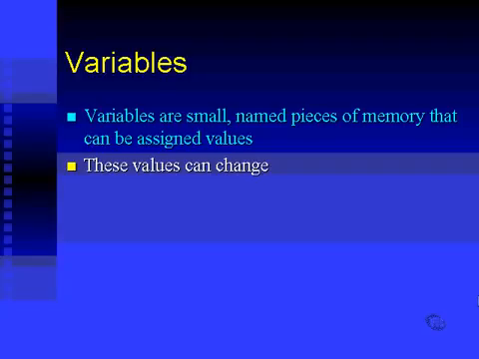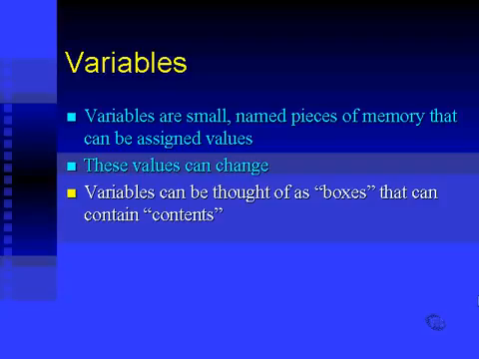Once you've assigned the value 36 to age, you can then go and assign some other value to age if you choose to. That's up to you, the programmer. That's why they're called variables, because their values can vary. Anyway, what I was going to say was, variables can be thought of as boxes that can contain contents. So it's like you've got a box.